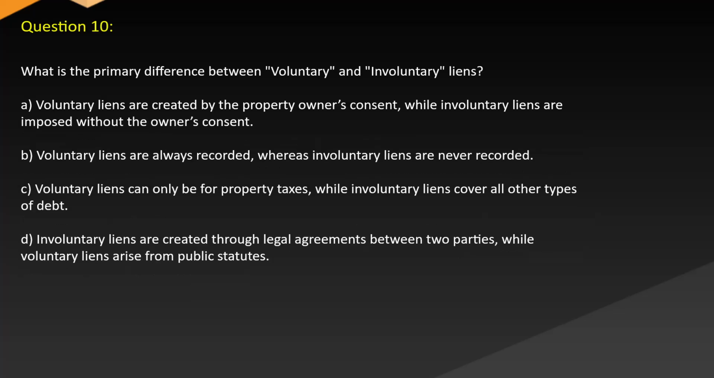Question 10. What is the primary difference between voluntary and involuntary liens? A. Voluntary liens are created by the property owner's consent, while involuntary liens are imposed without the owner's consent. B. Voluntary liens are always recorded, whereas involuntary liens are never recorded. C. Voluntary liens can only be for property taxes, while involuntary liens cover all other types of debt. D. Involuntary liens are created through legal agreements between two parties, while voluntary liens arise from public statutes.